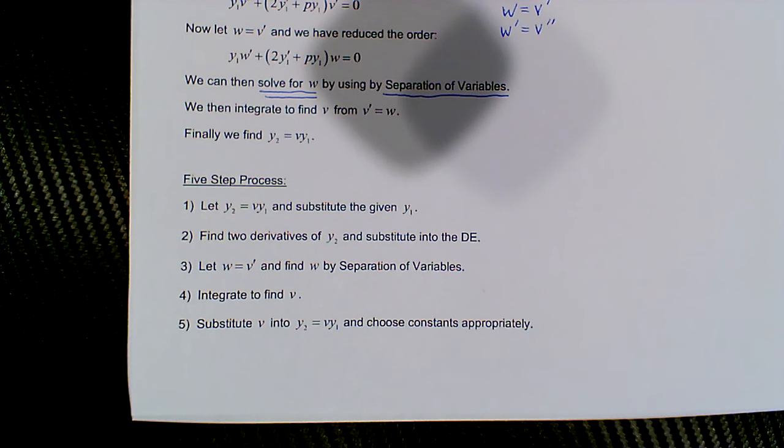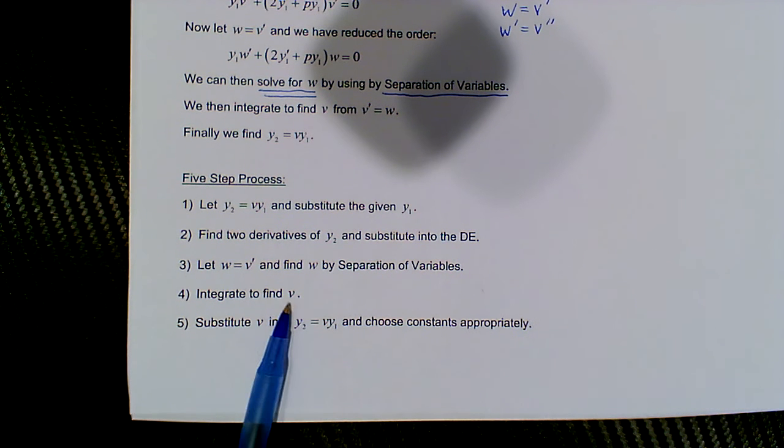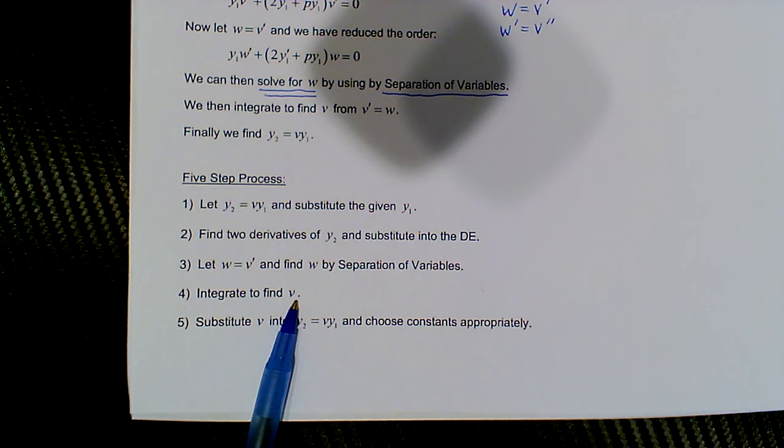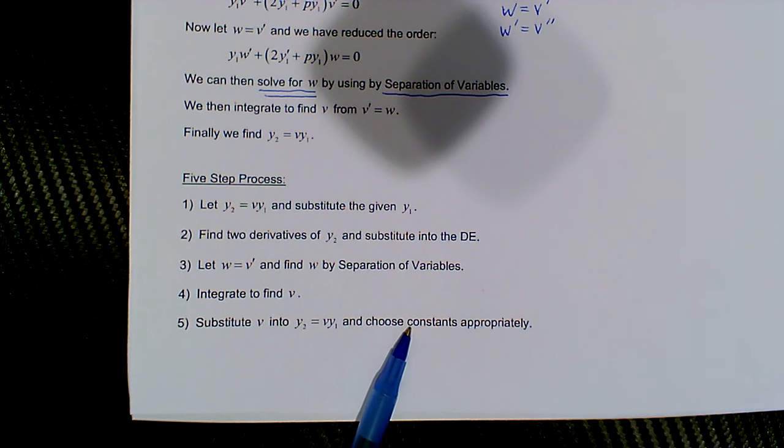And then we find two derivatives of that and substitute into the given differential equation. And then that's the time that we reduce the order by letting w equal v prime, and we solve for w by separation of variables. So then we let that w equal v prime and integrate to find v, and then finally substitute the v into our original assumptions. And I'm saying choose the constants appropriately. We'll see through our example exactly what that means.